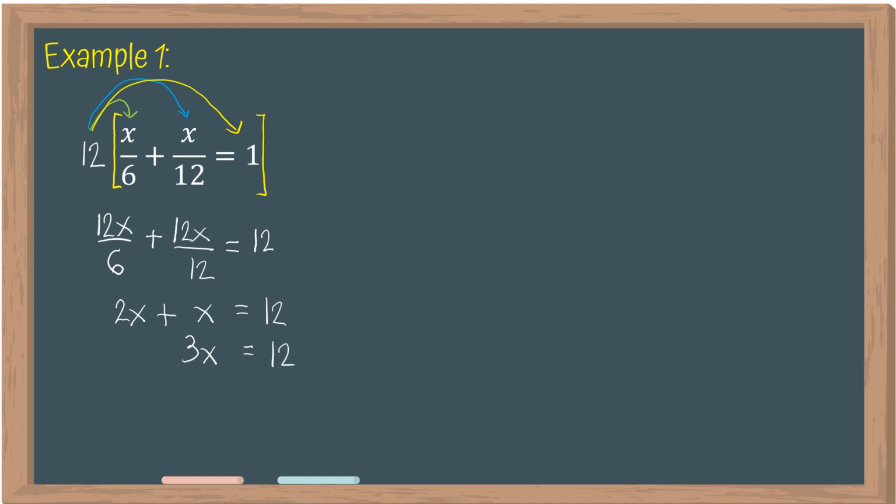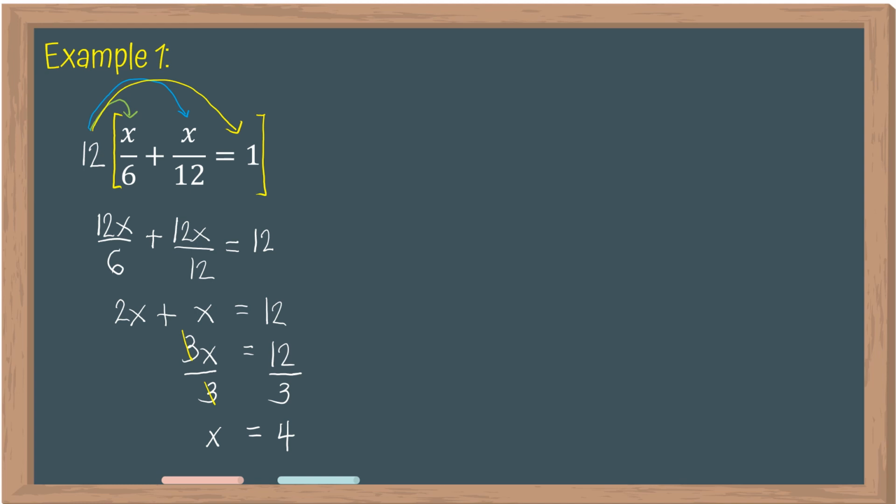Since we are solving for x, we are going to divide both sides by 3 para x na lang yung matitira sa isang side natin. So, we can have this out. So, we will be having the value of x, which is equal to 12 over 3 or 4.